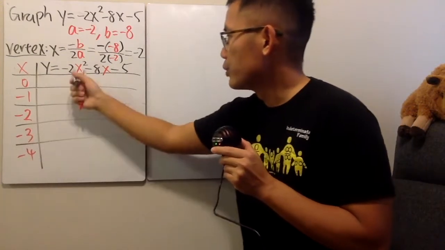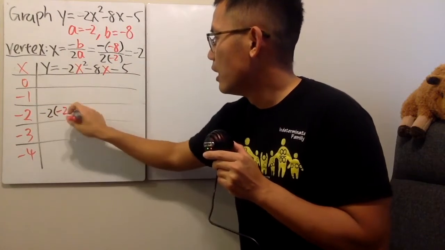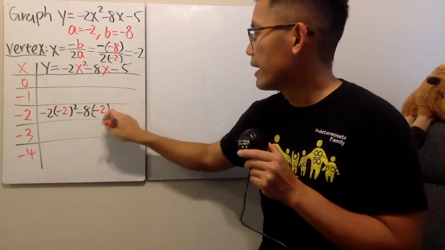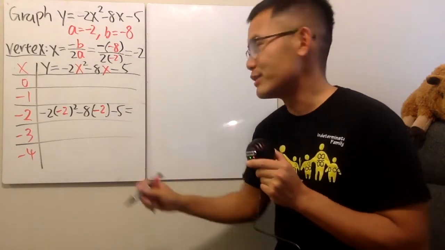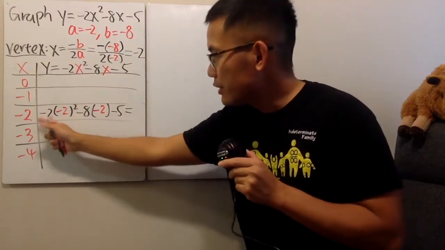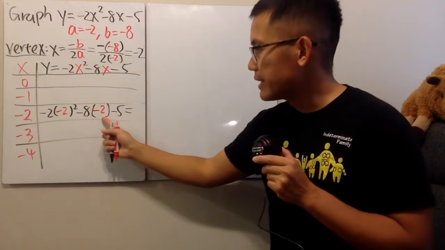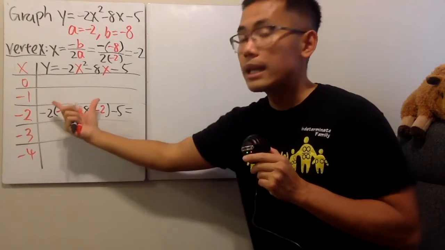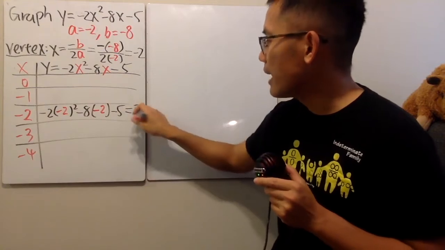Now, start with this and then put it into here so we can get a y. We get negative 2 times negative 2 squared and then minus 8 times negative 2 and then minus 5. And right here, of course, we just have to work it out. This is negative 2 squared, which is positive 4, times negative 2, we will have negative 8. And then for the second part, this is negative 8 times negative 2, which is positive 16. Negative 8 plus 16, we get positive 8. Positive 8 minus 5, we get positive 3, right?